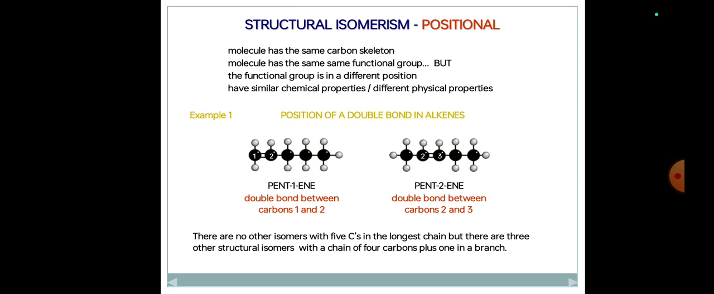Second one is positional isomerism. Here the isomers have the same carbon skeleton. Molecules have the same functional group but the functional group is in a different position. They have similar chemical properties but different physical properties. Examples are pent-1-ene and pent-2-ene. Here we can see the difference is in the position of the double bond. In pent-1-ene the double bond is on the first carbon, and in pent-2-ene the double bond is on the second carbon.